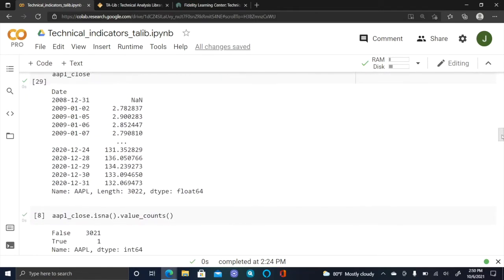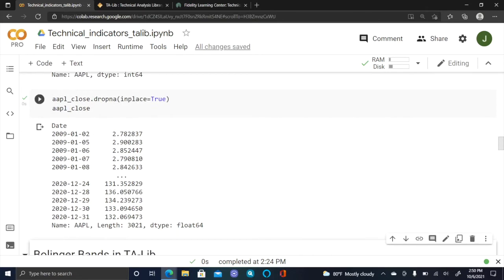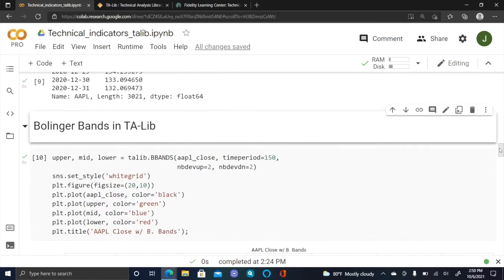Now a quick look at Apple close. You can see we're going from the beginning of 2009 through the end of 2020, and we're missing a value right there at the end of 2008. It's the only missing value, so we're just going to drop it, and that's fine. Beginning of 2009 all the way through the end of 2020.